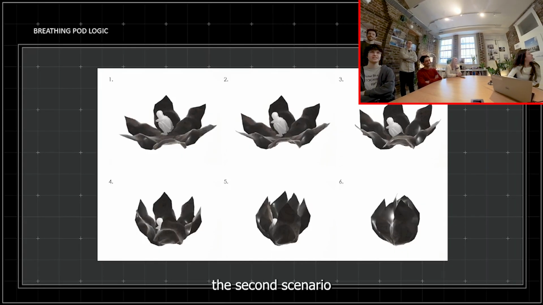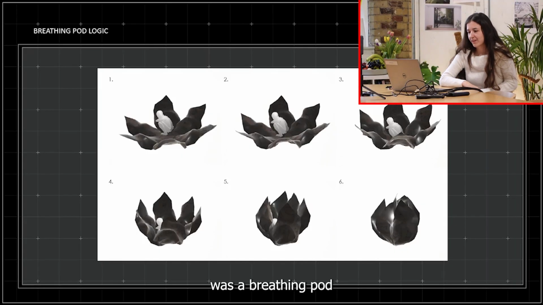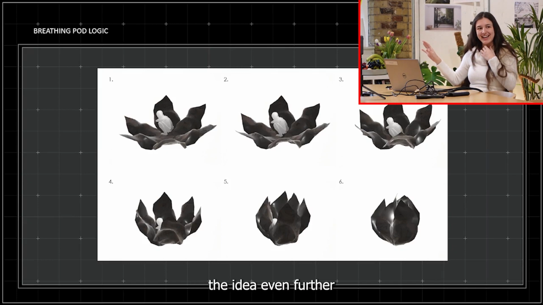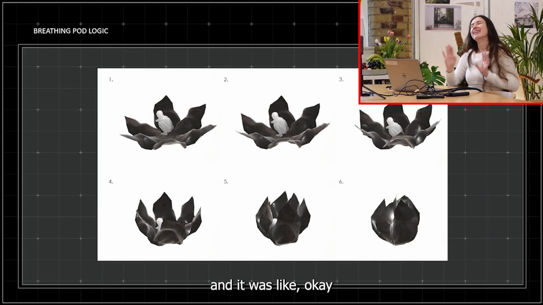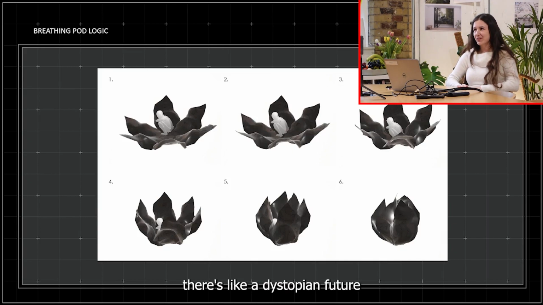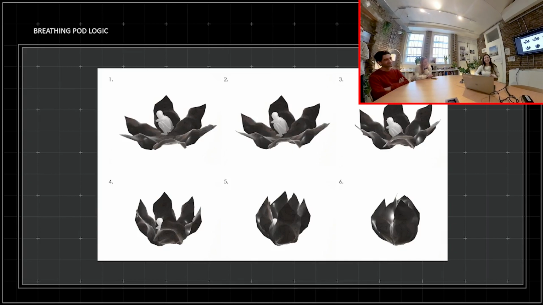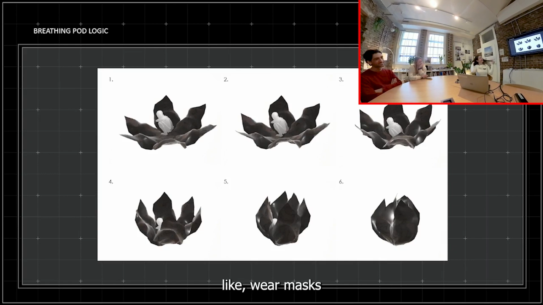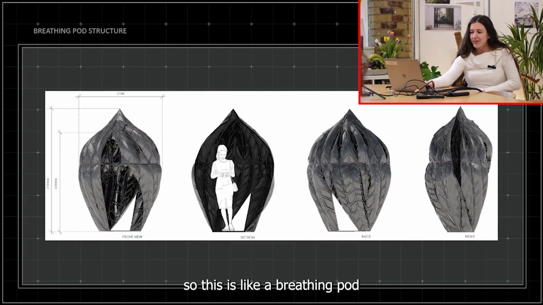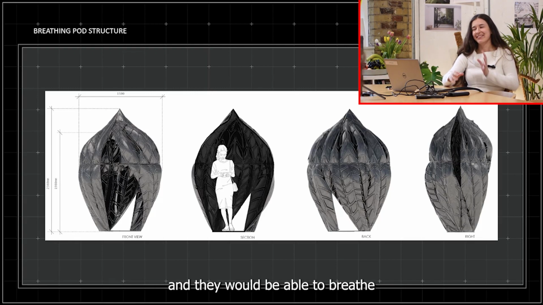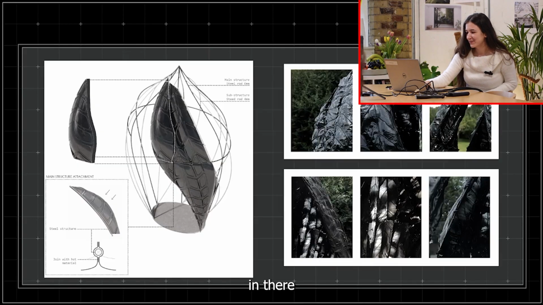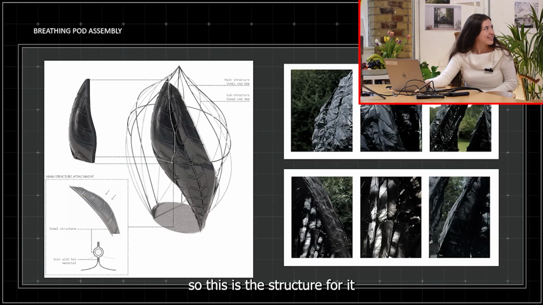And then the second scenario was a breathing pod, which, you know, Bartlett, so we extended the idea even further and was like, okay, imagine there's a dystopian future where you can't breathe outside and you can only wear masks. So this is a breathing pod that can encapsulate one or two people, and you will be able to breathe only there. So this is the structure for it.